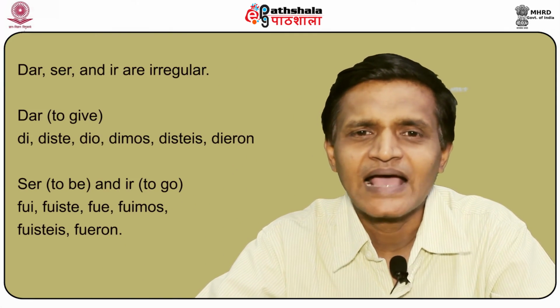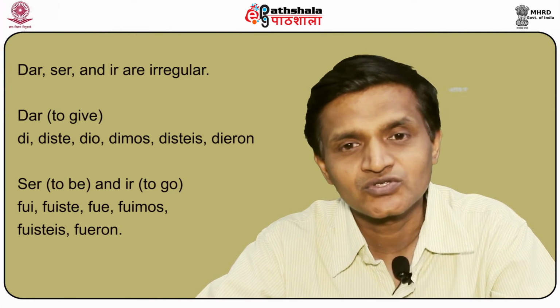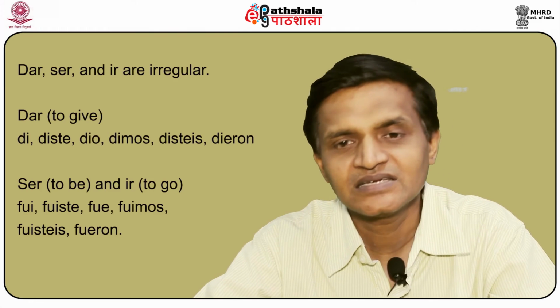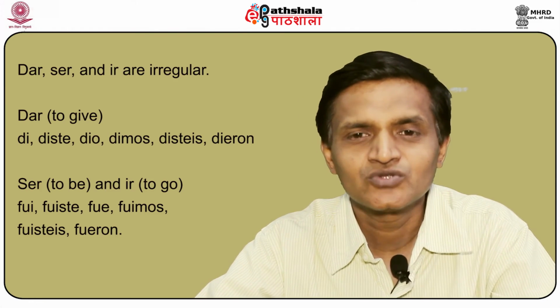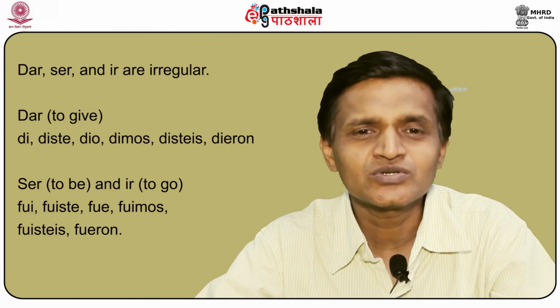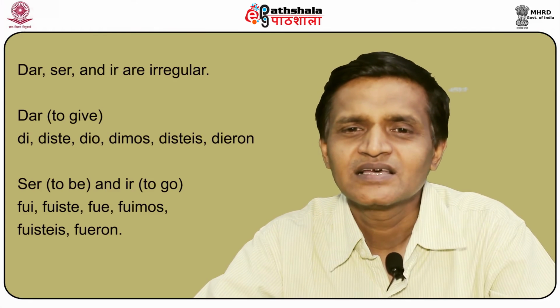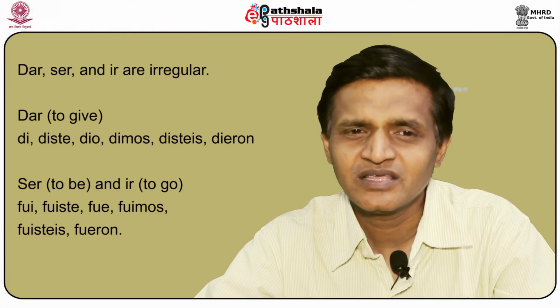Dar, ser, and ir are irregular. Dar, to give, is conjugated as di, diste, dio, dimos, disteis, dieron. Yo di, tú diste, él, ella, usted dio. Nosotros dimos, vosotros disteis, ellos, ellas, and ustedes dieron.